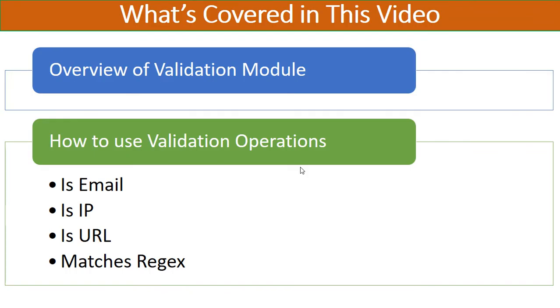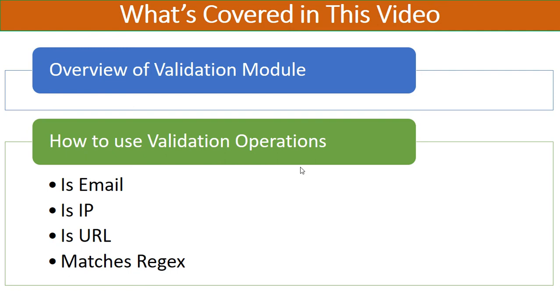Let's look at the details of the topics that are going to be covered in this video. First of all, we will have a high-level overview of the validation module, what exactly it is and why it is used. And then in the demonstration, we will be covering some of the available operations. For example, we will cover the is email operation and see how we can validate email addresses using this operation.